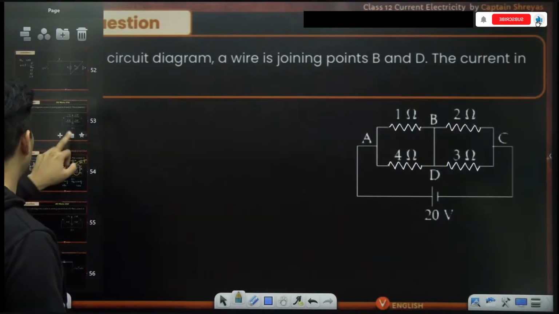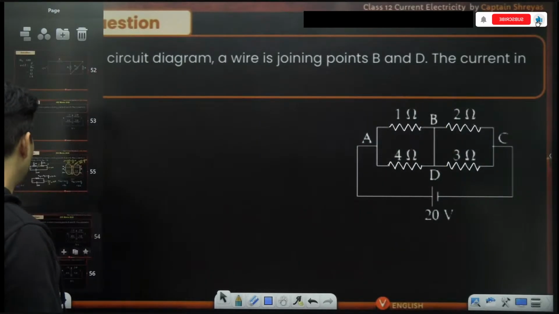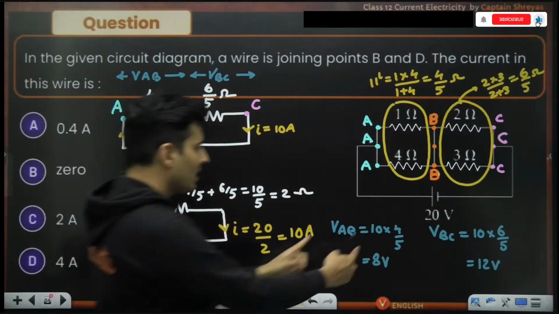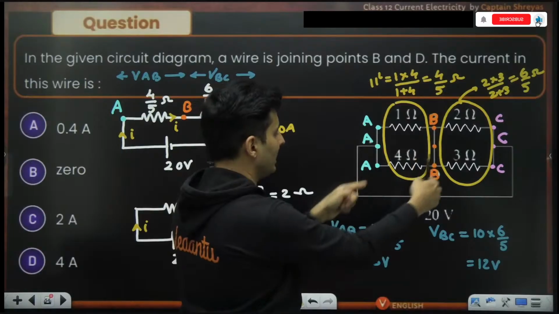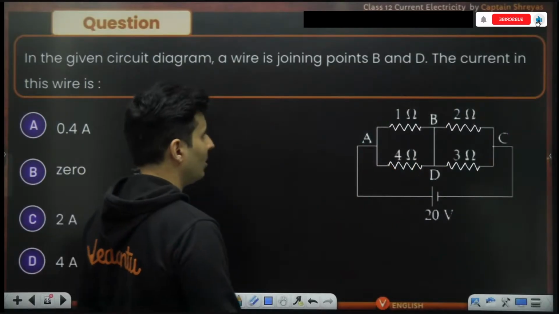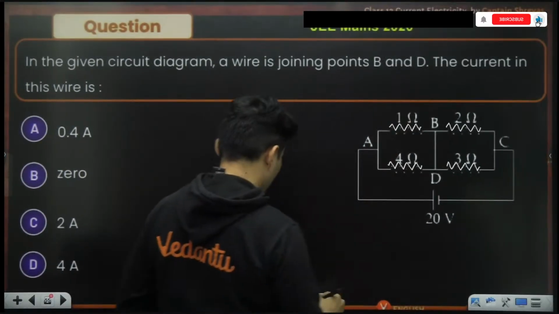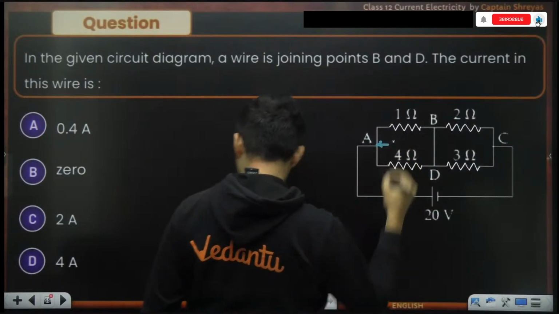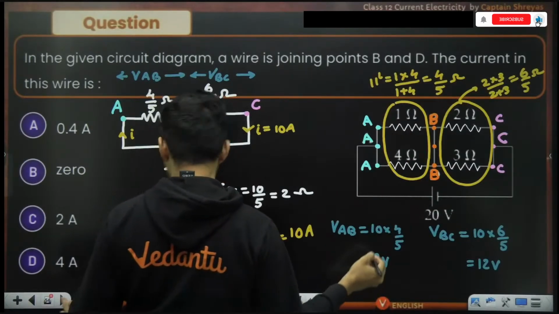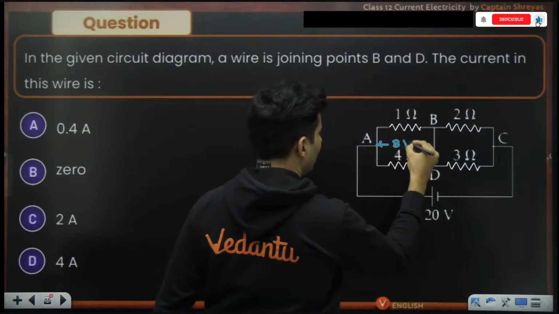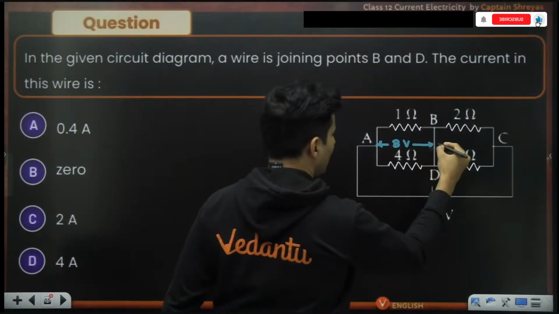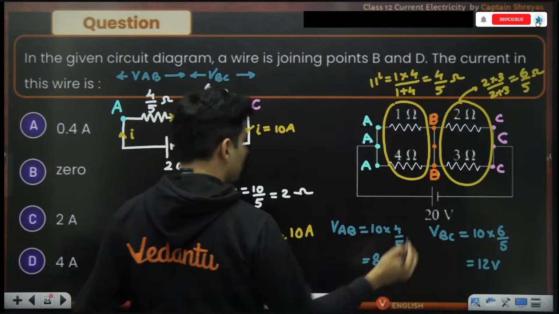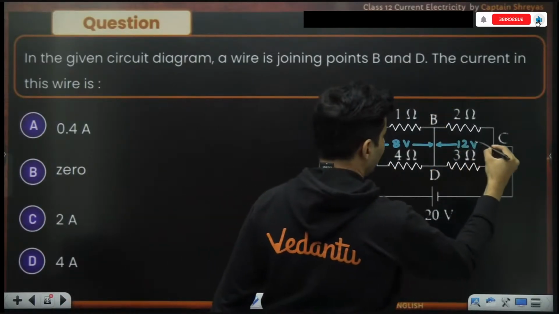Now I have an idea. You know what that idea is? Sir, your idea will be crazy, sir. Yes, it is going to be crazy. Observe. VAB, this voltage, is 8 volts, right? So how about saying across these 2 points, the voltage is 8 volts, and across these 2 points, it is 12 volts.